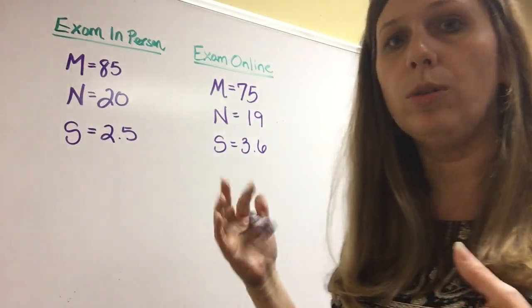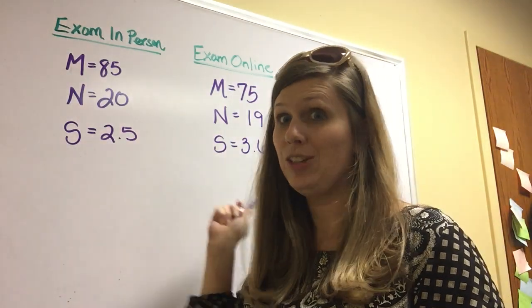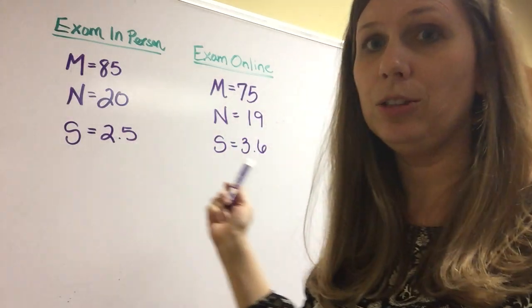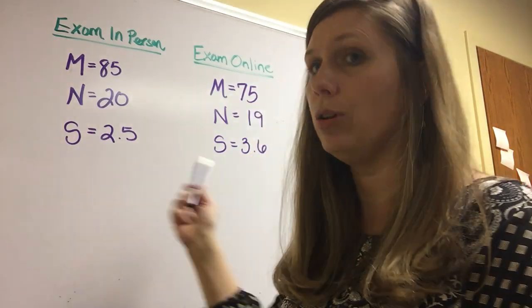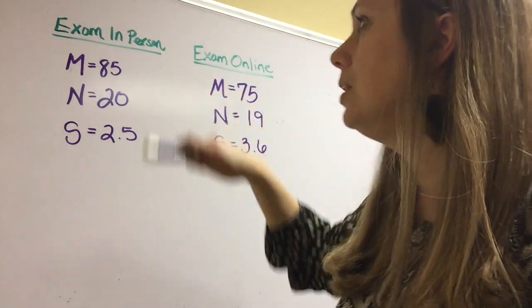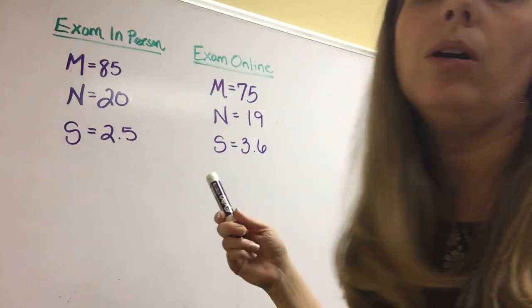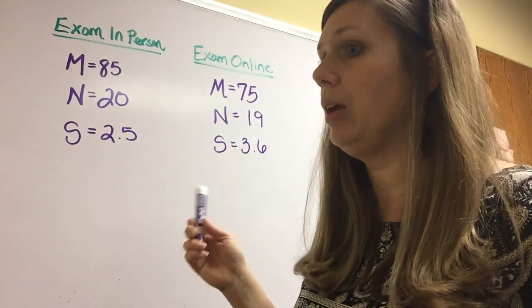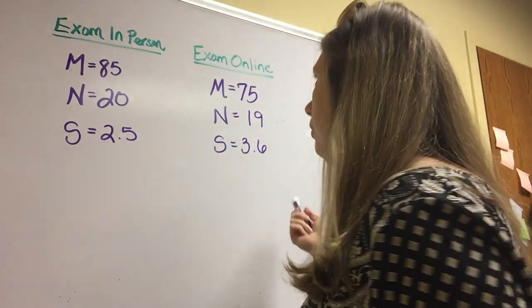So let's just orient ourselves to the problem here. We have two groups. There's two different sample means. That right there tells you that we are doing an independent samples t-test, okay? We have two groups in our study. We have one group that's going to take an exam in person, and another group that's going to take an exam online. And we're interested to see whether or not they perform differently depending on whether they're in the in-person group or the online group.